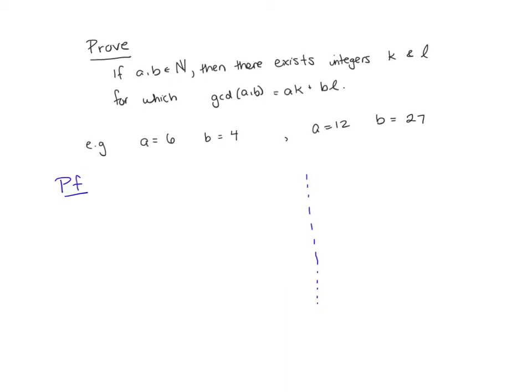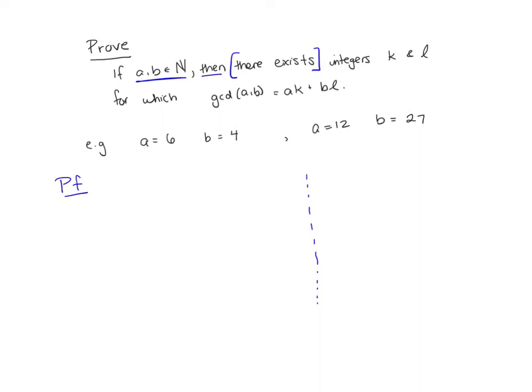Now, these existence proofs aren't always so easy, and sometimes there can be an existence proof tied into another proof. So here I have the statement, if a and b are natural numbers, then, so it's a conditional, but after that conditional I have that there exists. So then there exists integers k and l, for which the GCD of a and b can be written as a times k plus b times l.